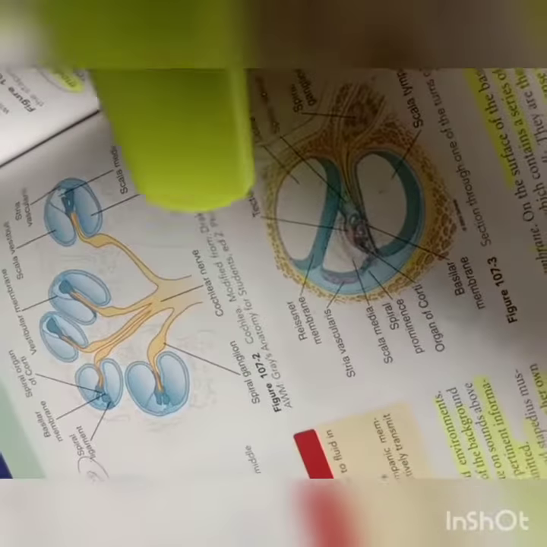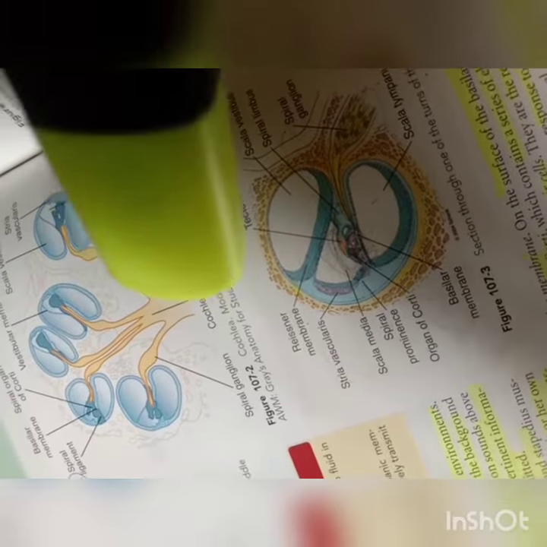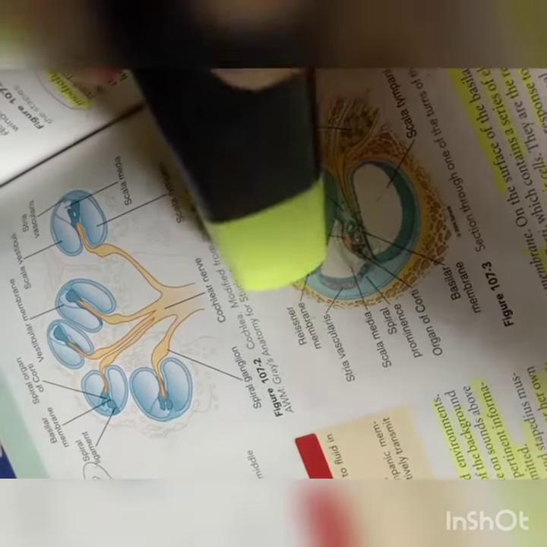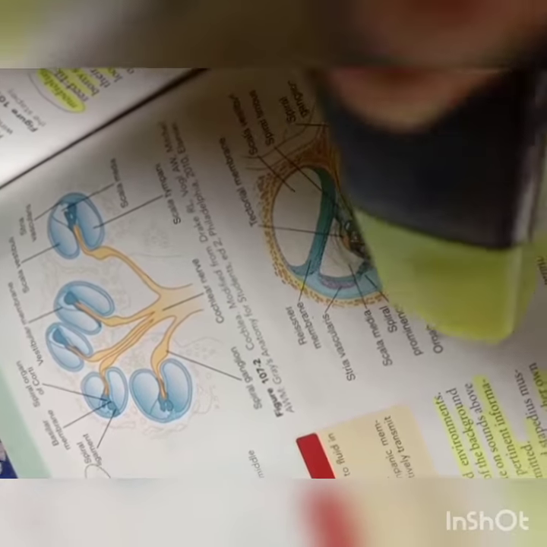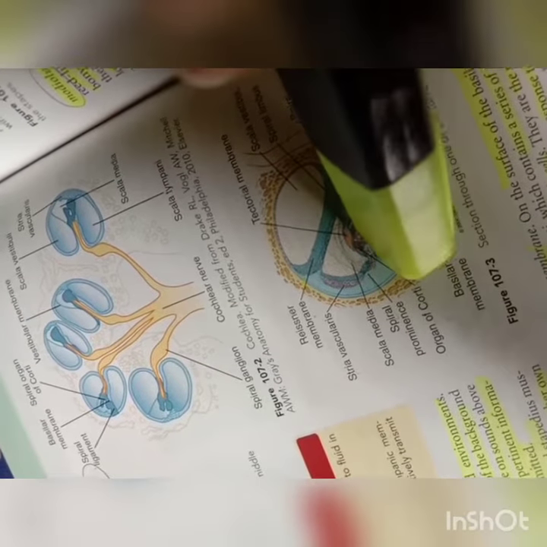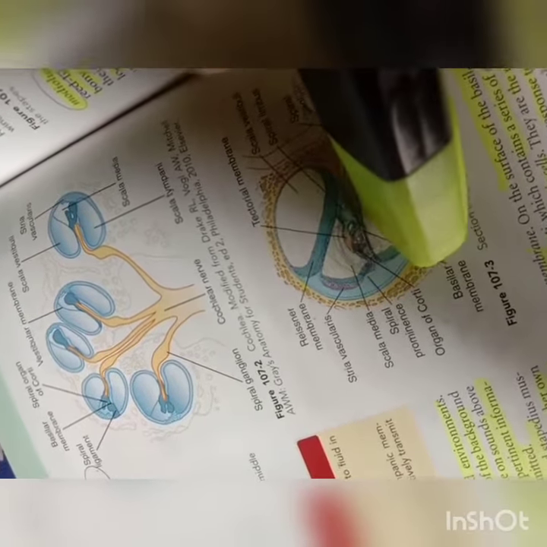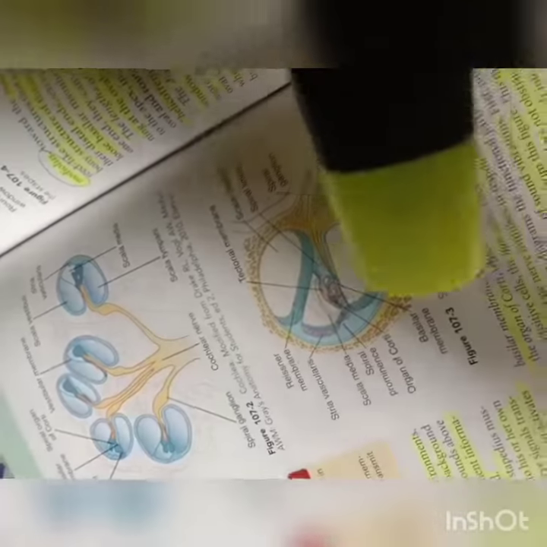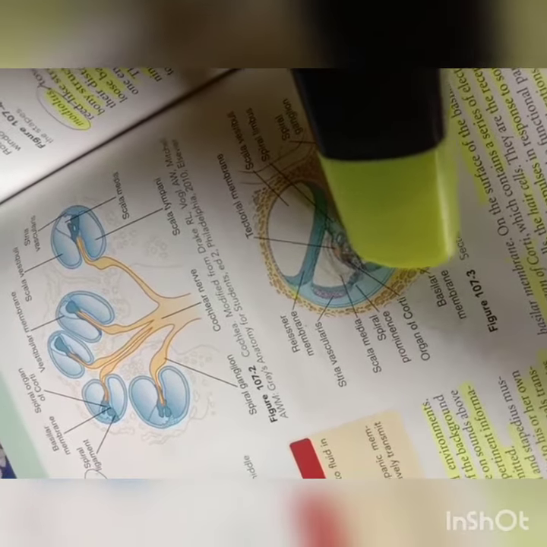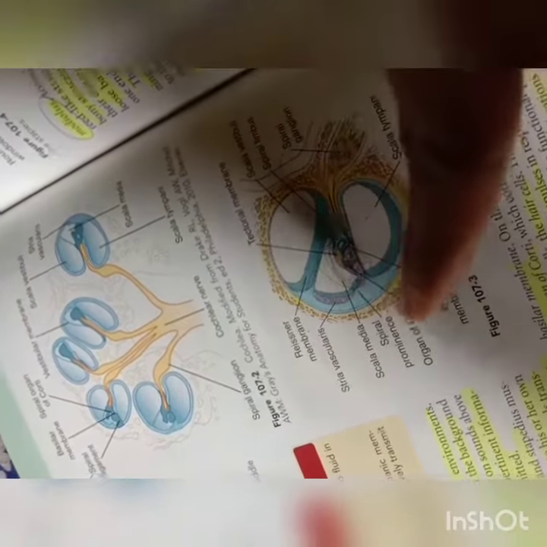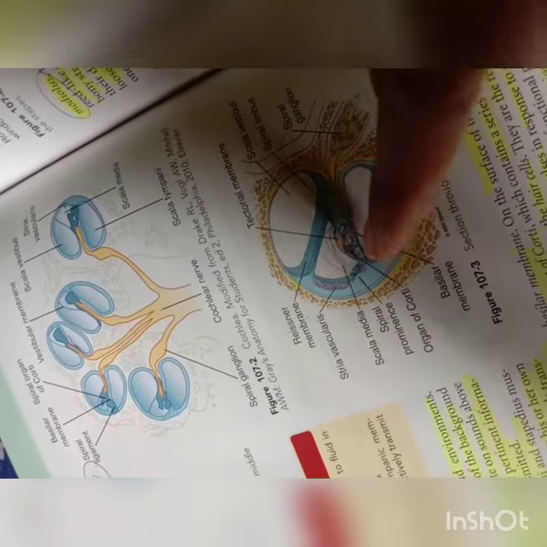Here you can see, first into scala vestibuli. From that, because of perilymph it also enters into the scala tympani and it vibrates the basilar membrane. So the basilar membrane vibrates. As now the tip of the stapes is into the oval window, the tip of the basilar membrane moves towards the round window. So this is what creates the helicotrema, that is from the basilar fibers.